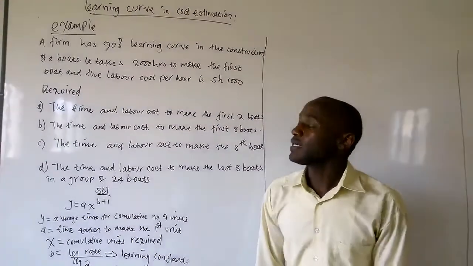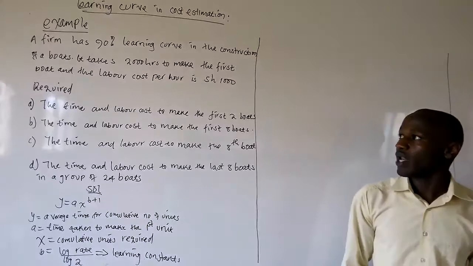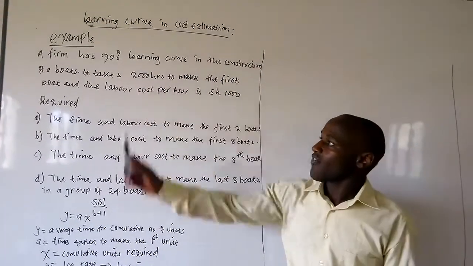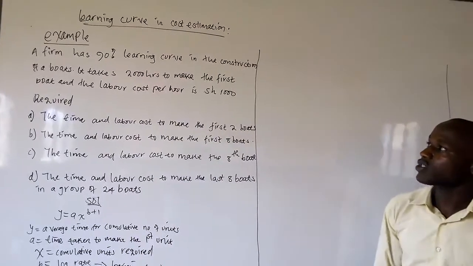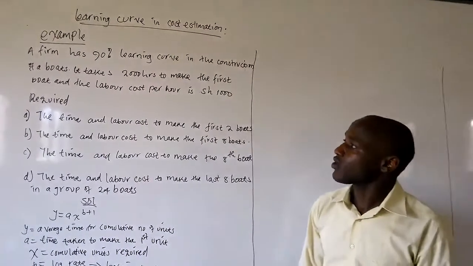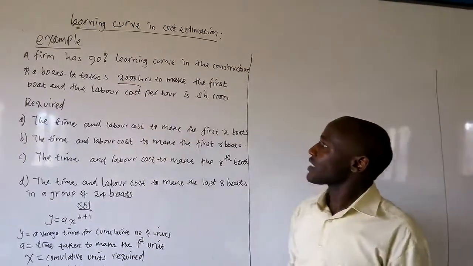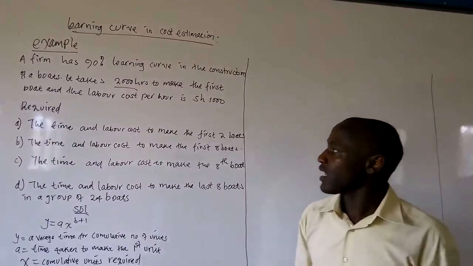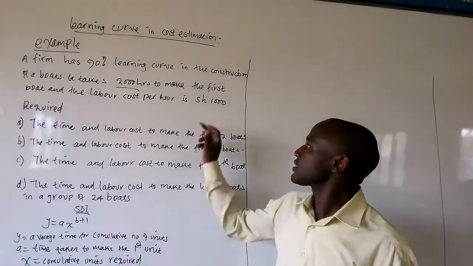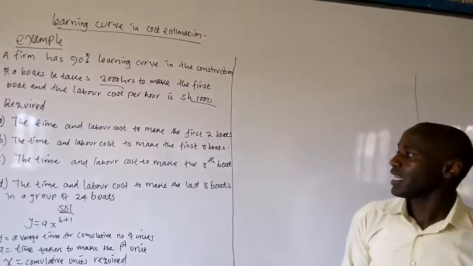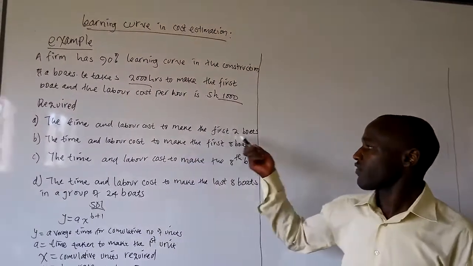In today's lesson, we will deal with an example where we are given a firm which has a learning rate of 90 in the construction of boats. It takes 2,000 hours to make the first boat, and the labor cost per unit is 1,000. Now we are required to get the time and the labor cost in production of the first two.